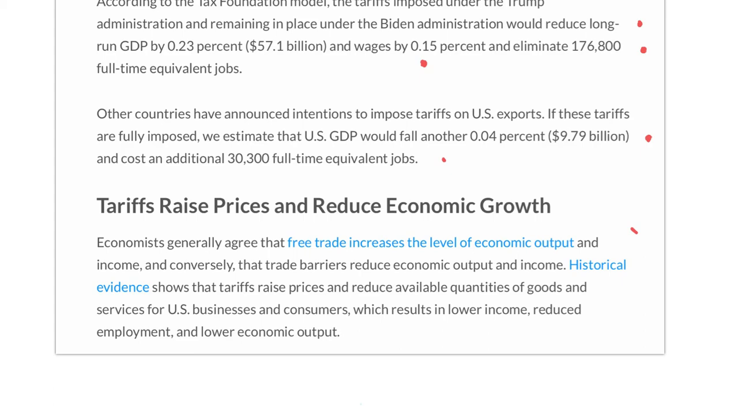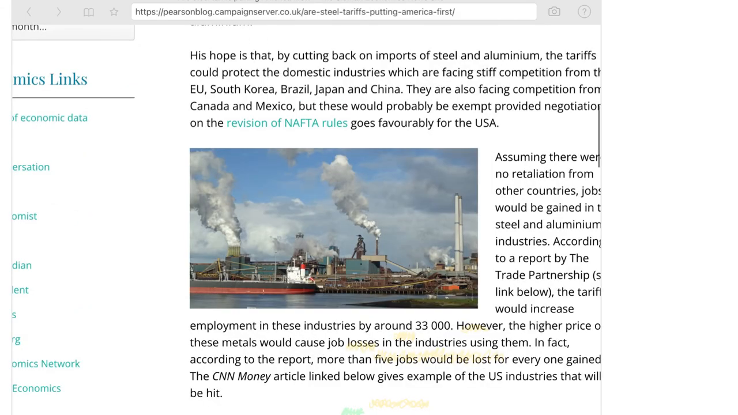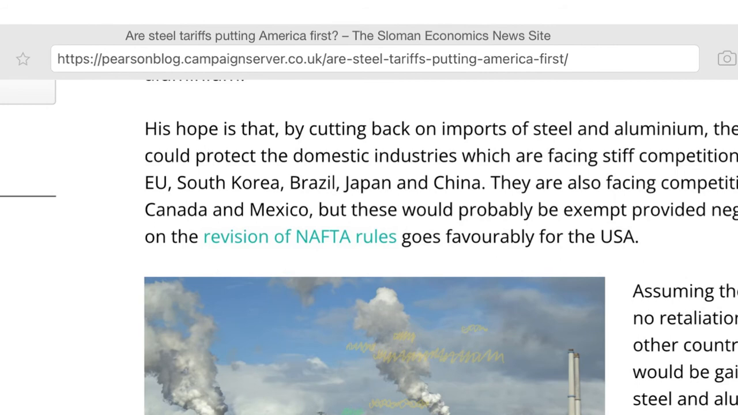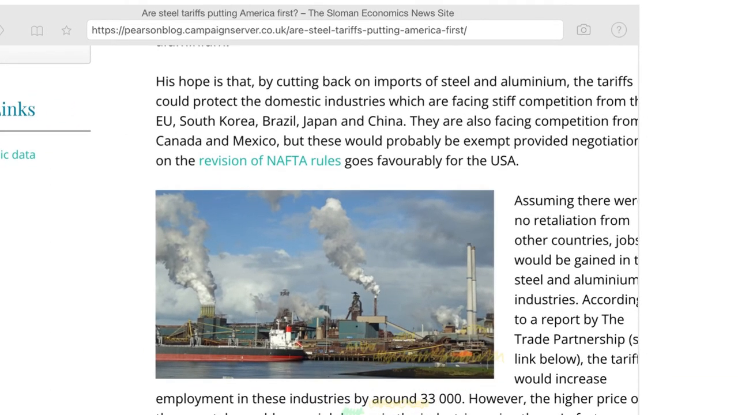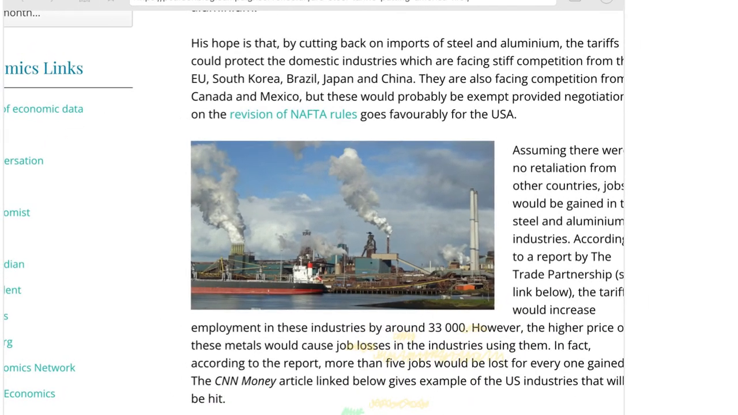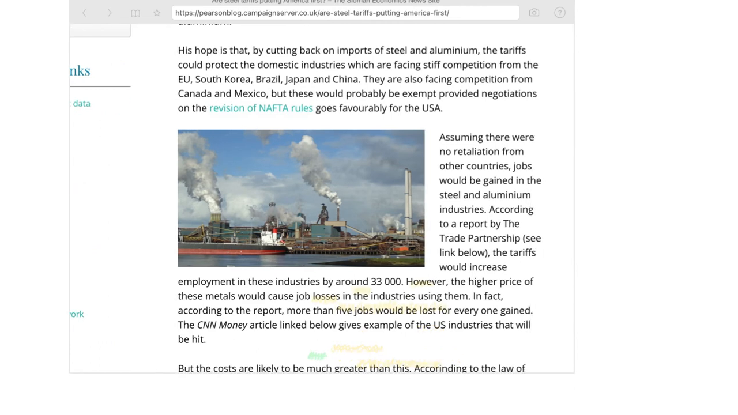And the last piece of evidence comes from this Pearson site. Now, this is a really good site, so I'm just going to zoom in. If you want to find it, you basically type in Sloman Economics News, and then you'll come up with a link to this site, which is linked to the Sloman economics textbook, which is used at university level, but all very good for A-level students to be looking at. Okay, and this is what I wanted to point out.